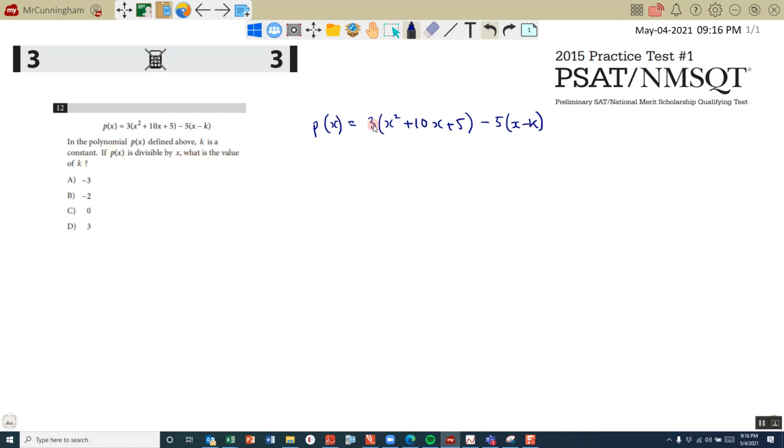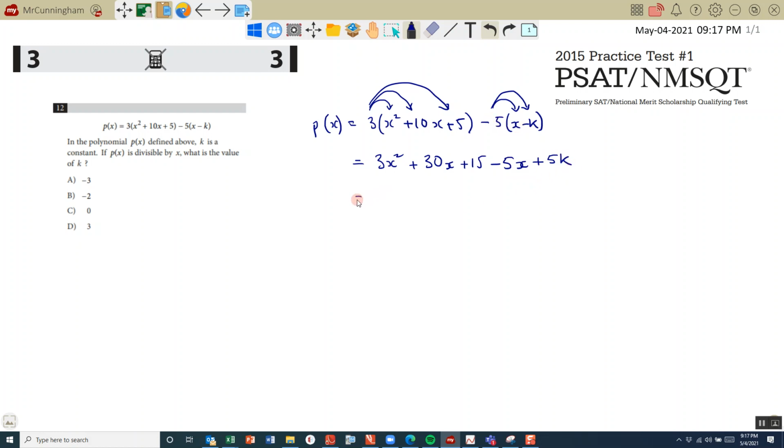So if I was to divide all this by x, there would be no remainder. And I could divide it all by x, but that's not what I'm going to do because it would seem like it would take a long time. What I'm going to do is expand both brackets. So 3 times x squared is 3x squared. 3 times 10x is 30x. 3 times 5 is 15. And minus 5 times x is minus 5x. Minus 5 times minus k: a negative times a negative is a positive.